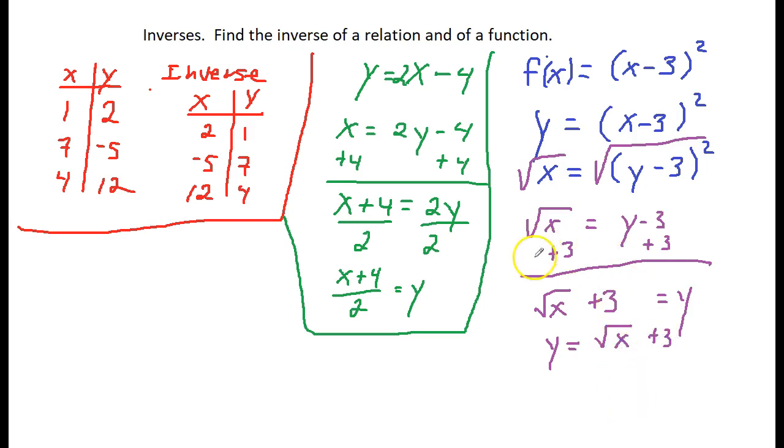And then I'm going to write this with function notation. But see, this is no longer f of x. So here's what I do. I use this little negative 1. This means the inverse of f of x. That's how that's read. The inverse of f of x equals square root of x plus 3.